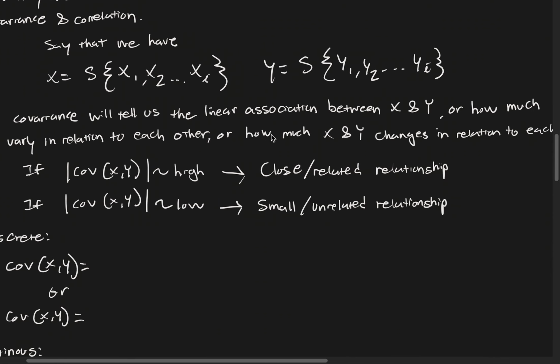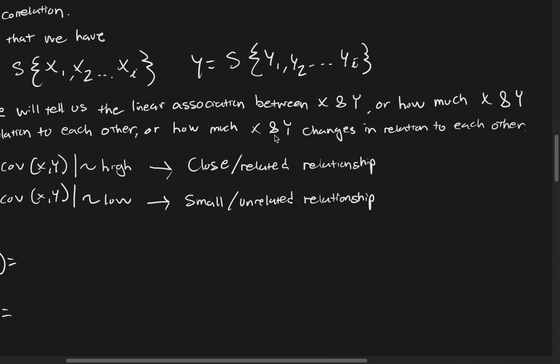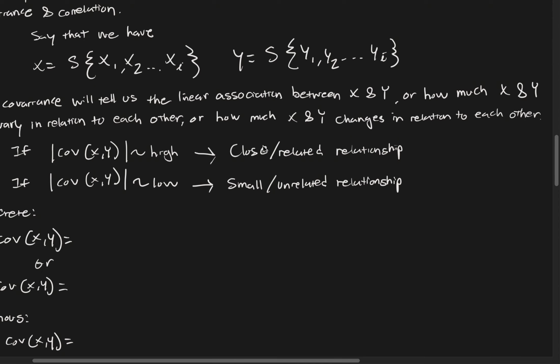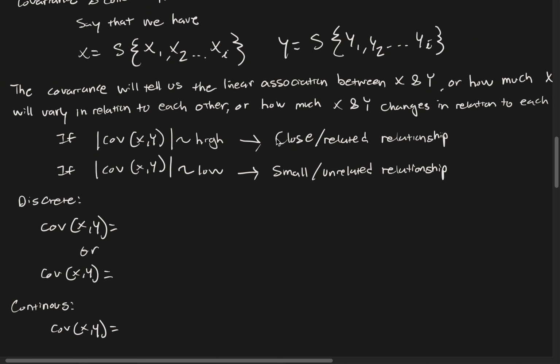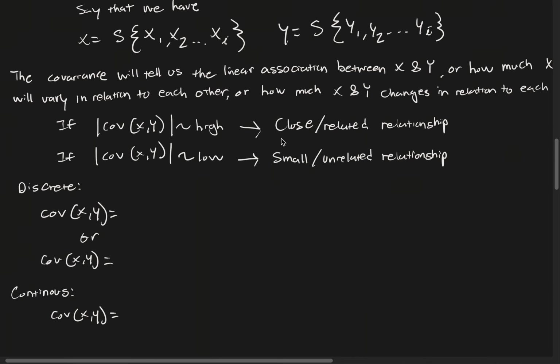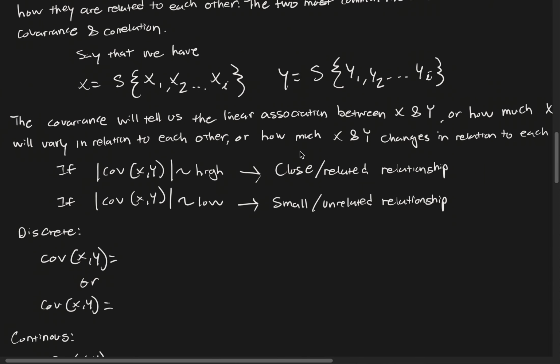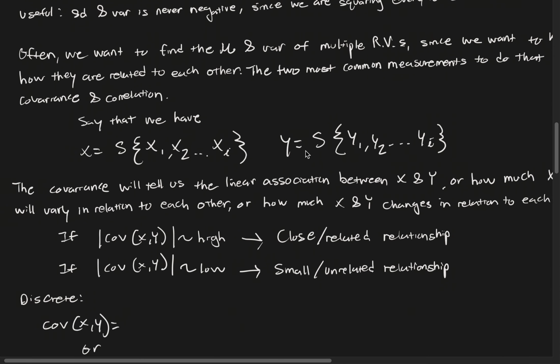So the covariance will tell us the linear association between x and y, or how much x and y vary in relation to each other. We can also think of that as how x and y change in relation to each other. So if the absolute value of the covariance of x and y is high, then there's a close or related relationship. And if the absolute value of it is low, then there's a low relationship. This is a general statement, just because the value of the covariance is always relative to the raw numbers we have in the data set.